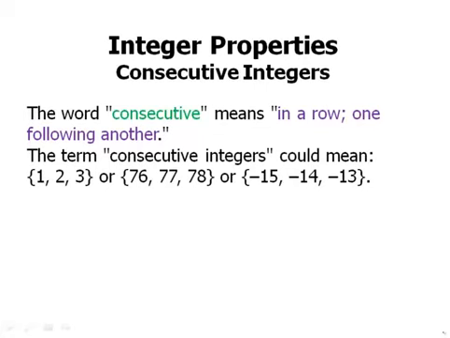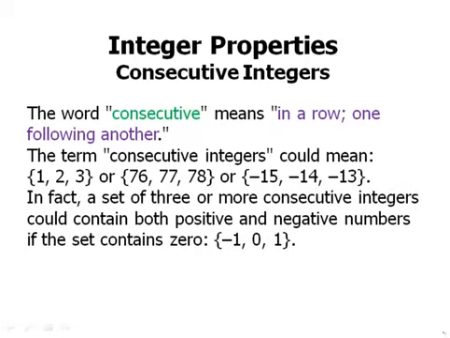Here, for simplicity, I've just shown sets of 3 consecutive integers, but you could have 5 consecutive integers, 10 consecutive integers, 50 consecutive integers. You could have any number of consecutive integers. And of course they can be small numbers, large numbers, positive or negative. In fact, a set of 3 or more consecutive integers could contain both positive and negative numbers if the set contains 0. So for example, the set -1, 0, 1 is a set of 3 consecutive integers that contains 1 positive number and 1 negative number.